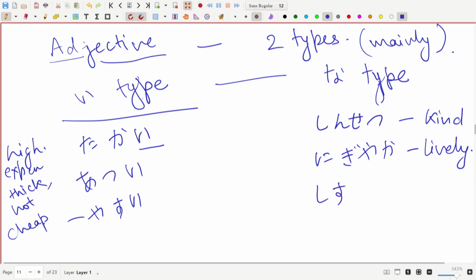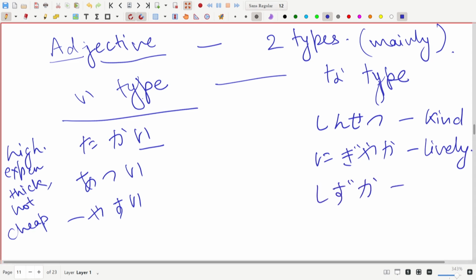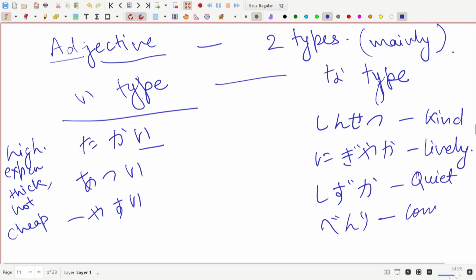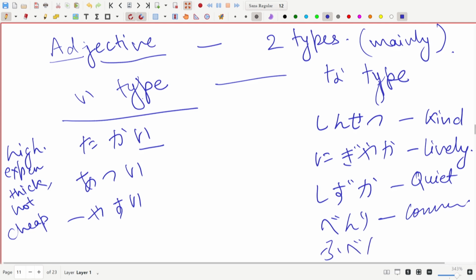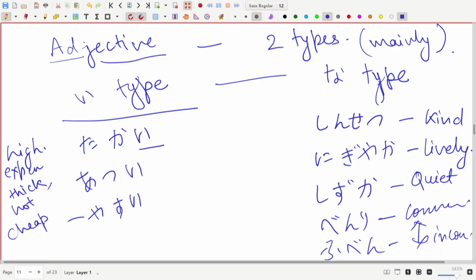Then shizuka, it is quiet. Then benri, which is convenient. Then fuben, which is inconvenient. It's the opposite of it. Okay, inconvenient. So these are 2 different types of adjective mainly used in Japanese language. Now we'll learn how to use them.